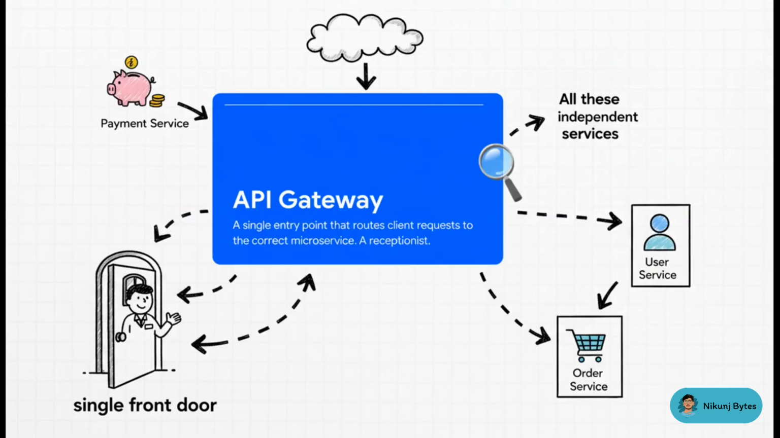So now we've got all these little independent services running around. But how does a request from a user find the right one? That's the job of the API gateway. It acts as the single front door for our entire system. It looks at a request and, kind of like a receptionist, says, you're trying to make a payment. Okay, the payment service is right this way.